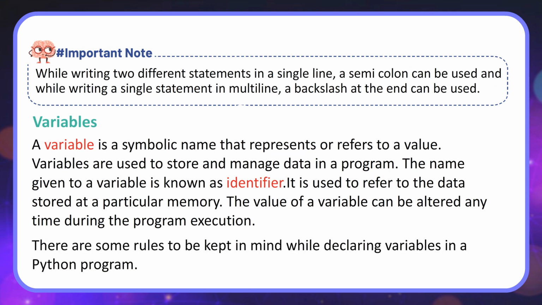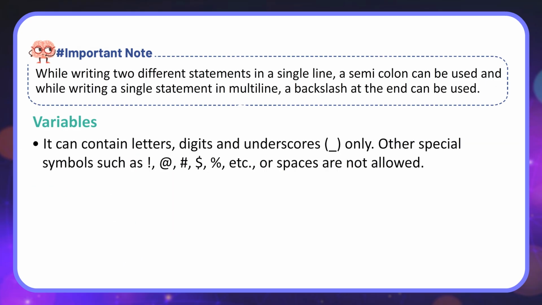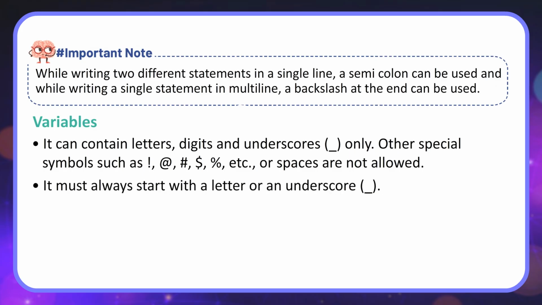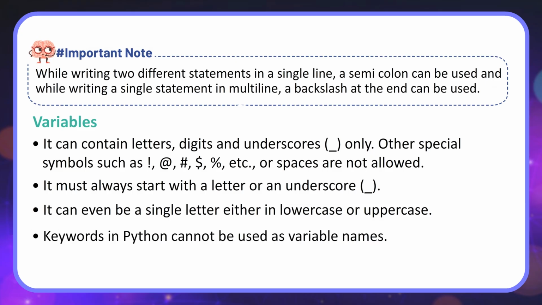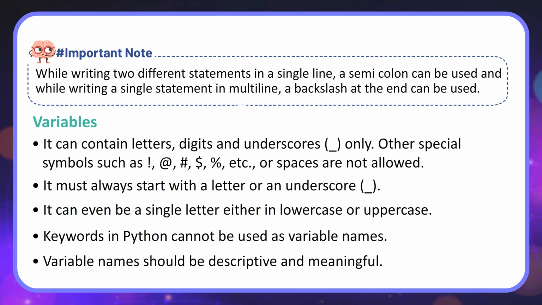There are some rules to be kept in mind while declaring variables in a Python program. It can contain letters, digits and underscores only. Other special symbols such as $, %, etc., or spaces are not allowed. It must always start with a letter or an underscore. It can even be a single letter, either in lowercase or uppercase. Keywords in Python cannot be used as variable names. Variable names should be descriptive and meaningful.